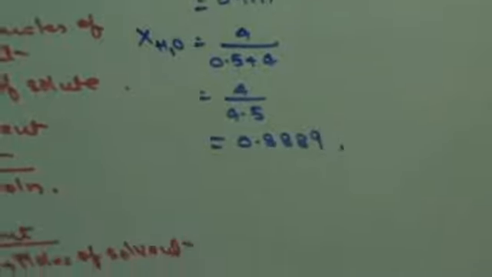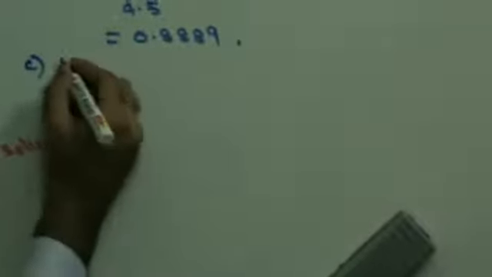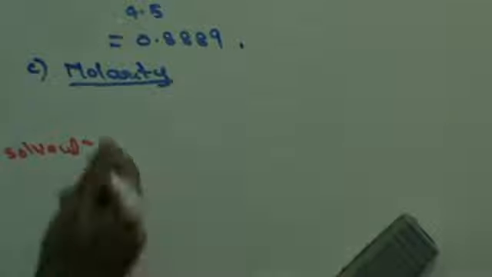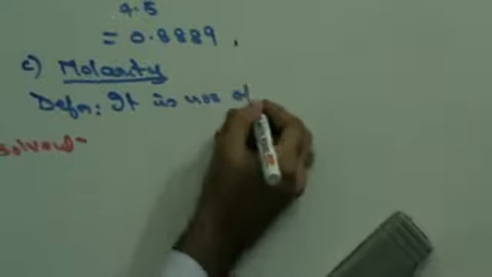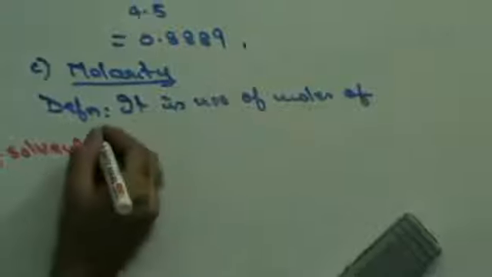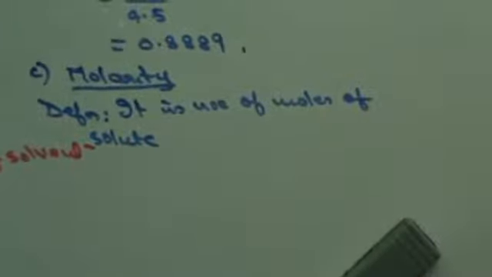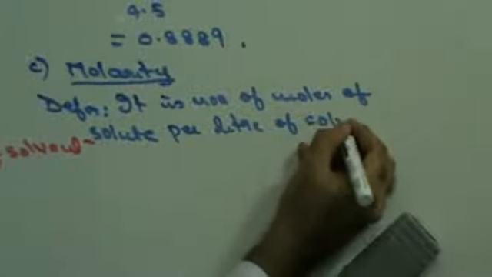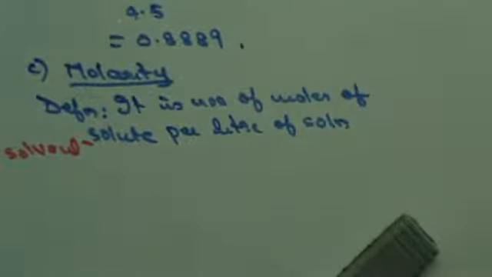Next, let's move on to another concept, guys. We did mole fraction. The next concept we will see is molarity. I presume you all have already learned this somewhere in your school also. What is molarity? It is the number of moles of solute per liter of solution. Molarity definition. What do I understand by molarity? It is the number of moles of solute per liter of solution. Right, so that is what molarity is.